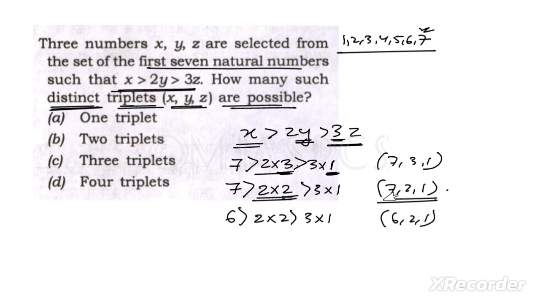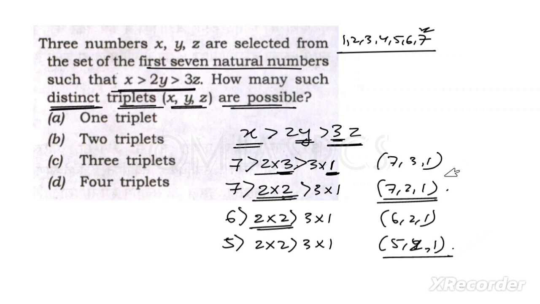Clear? Now for 6 it's over. Now we have to consider 5. The next one is 2 multiplied by 2, that is 4, and 3 multiplied by 1, that is 3. So it will be 5, 2 and 1. So these are 4 possibilities, 4 triplets. These are our options, and this is our answer.